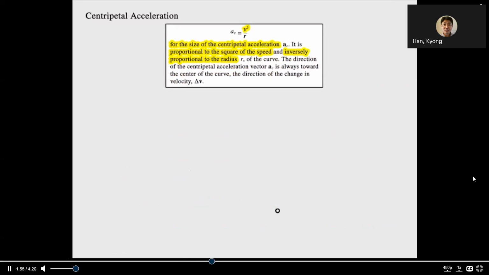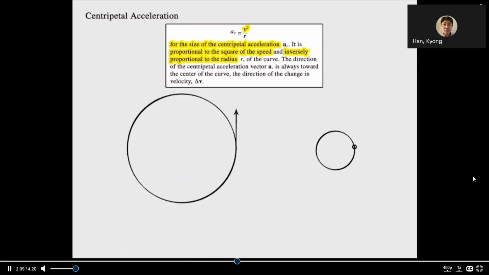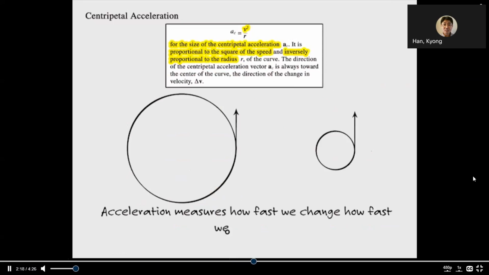Now let's look at the effect of radius. Let's assume that the speed is the same, but the radius decreases. So initially we have a circle with a radius like this and a certain speed, and now we have a circle with a very much smaller radius and the same speed. Recall that acceleration measures how fast we change, how fast we are going. If you're moving around a tighter circle, then your direction is changing more rapidly, so the acceleration is greater. You can also see this from the symbolic equation. Since as r decreases, a is going to increase.